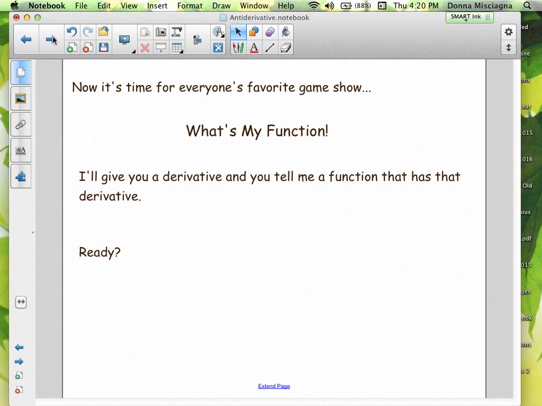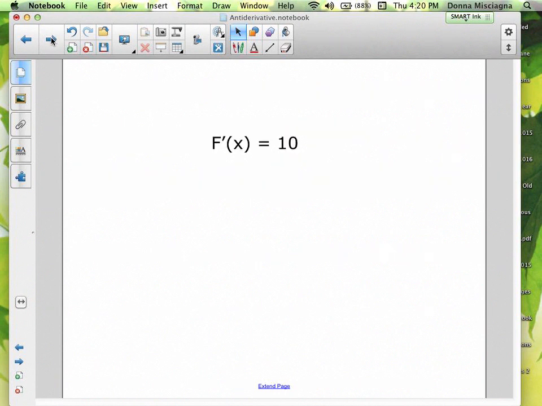All right? So I'll give you the function, you tell me the derivative. I'll give you the derivative, other way around. I'll give you the derivative, you tell me the function. All right, so f prime of x equals 10. So that's the derivative. What function has that, 10, as its derivative? Okay, pause the tape, write down your answer. And then you can play it and find out the correct answer.